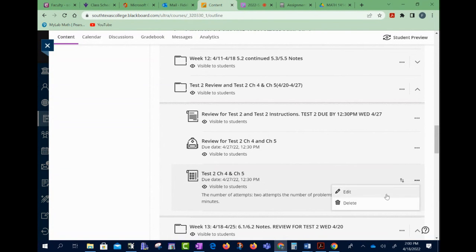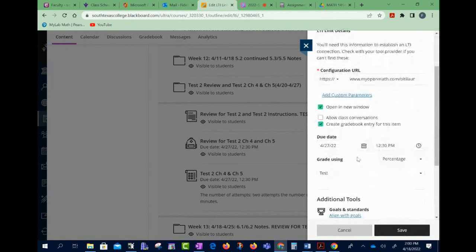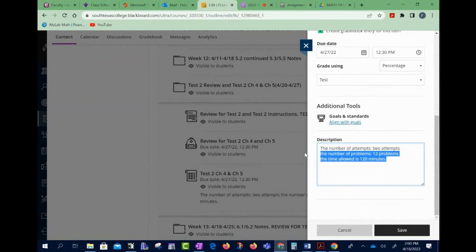I don't know why it has this stuff here. Edit. I don't know why it has this part here.